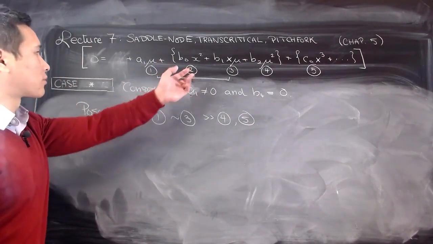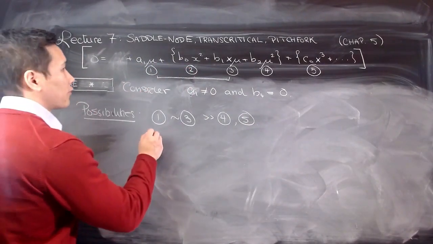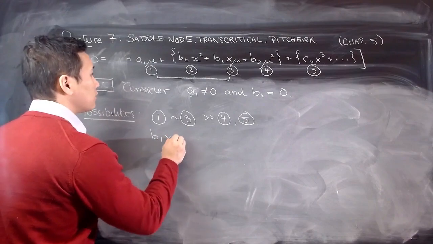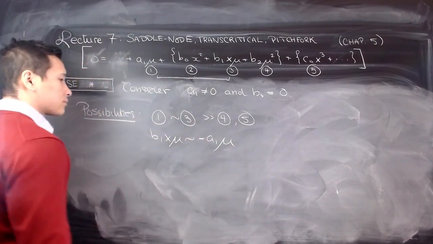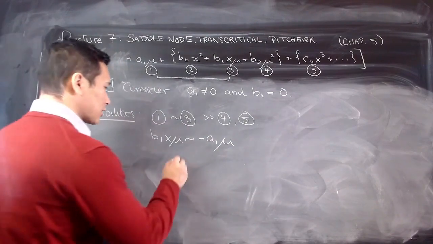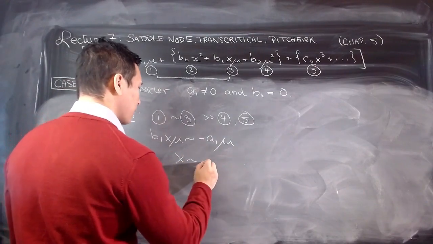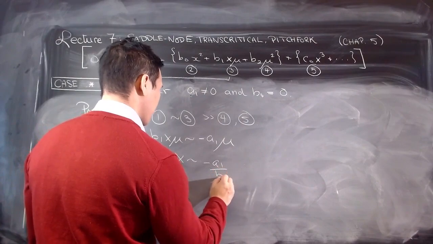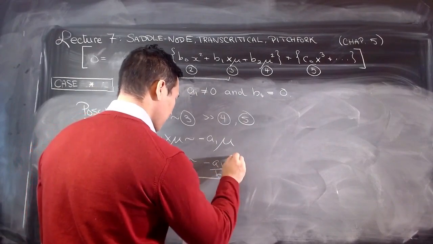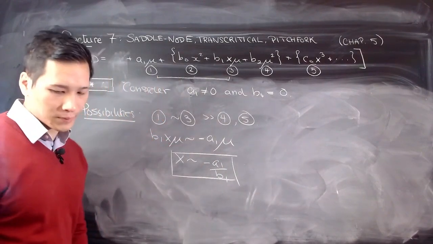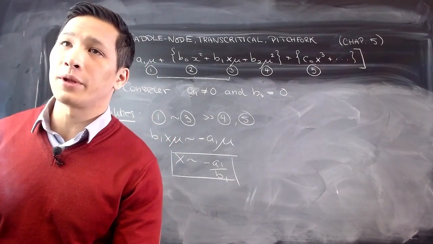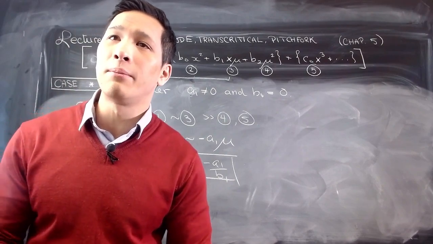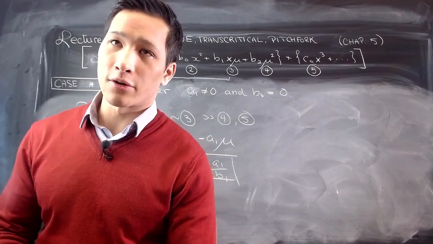If I balance 1 and 3 together, then I have B1 x times mu is like minus A1 times mu. And that tells me that x tilde is minus A1 over B1. But the problem is that this quantity here, minus A1 over B1, is just a number, right? It's not a number that tends to 0.